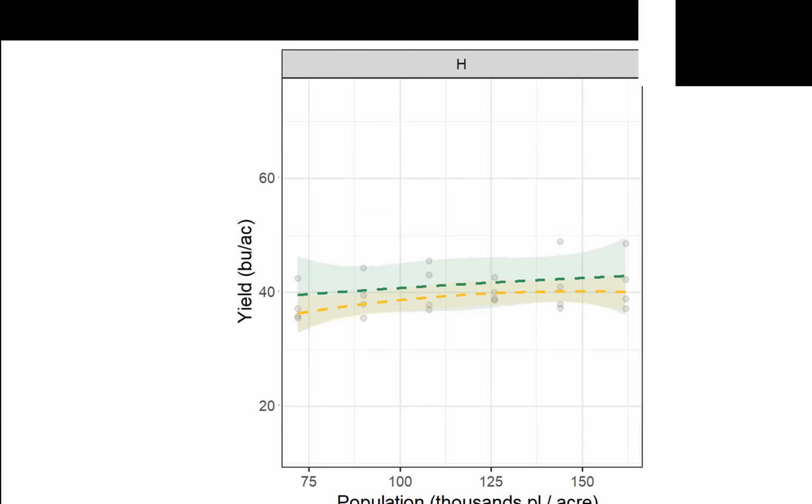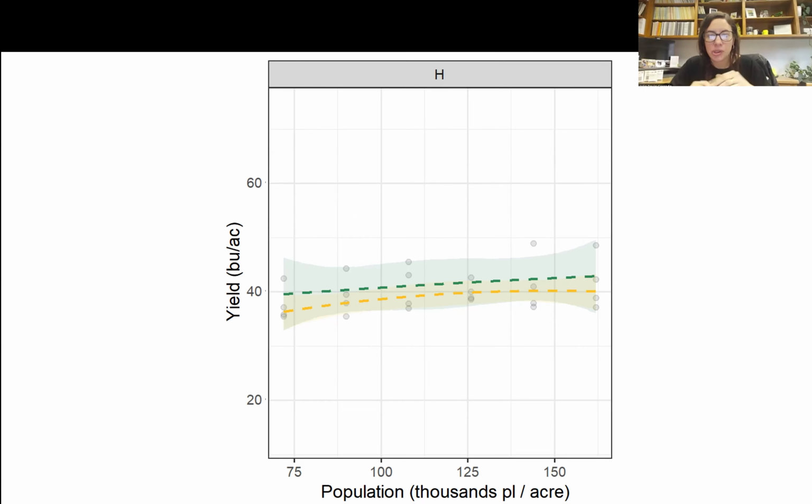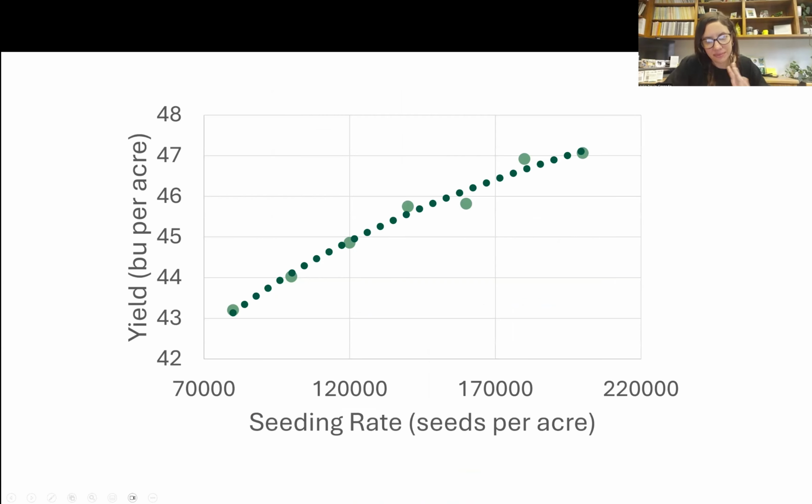In Hettinger, we tested populations from 75,000 plants per acre to 150,000 plants per acre. And you see that there is really a small slope here, it increases really slowly. So my recommendation here is that you should be aiming around 100,000 plants per acre in Hettinger, according to this information. And this was all going through recommendations in western sites, talking about plant populations and deciding narrow or wide rows.